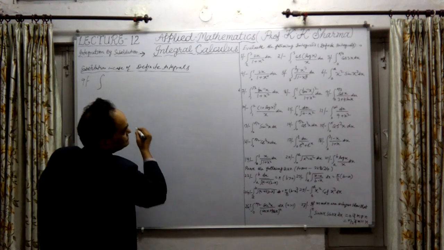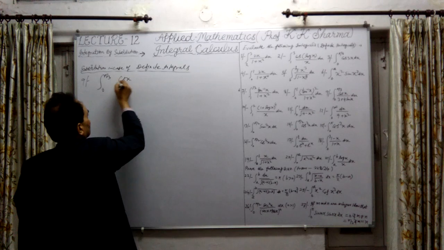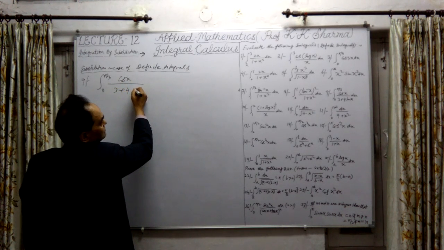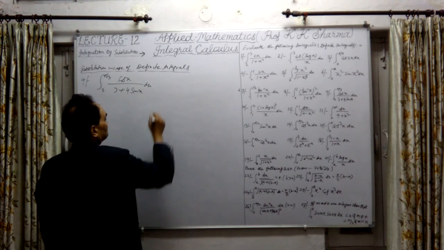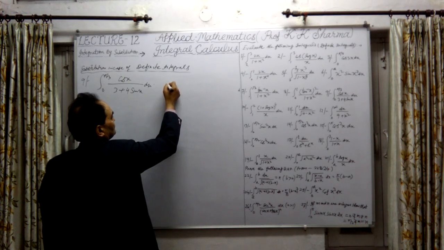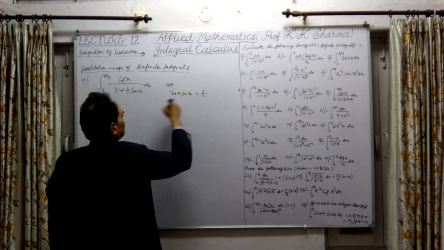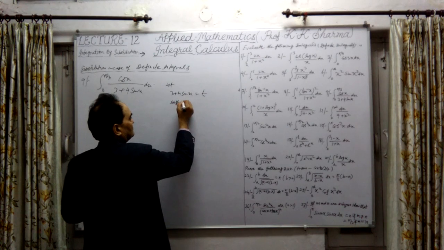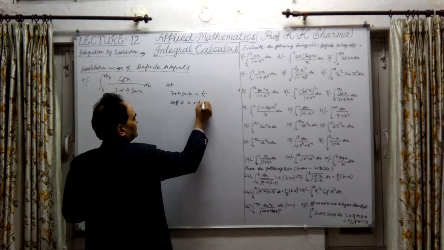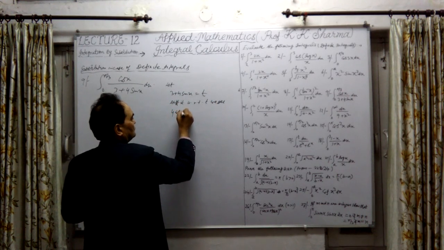Integration 0 to pi by 3, cos x divided by 3 plus 4 sin x into dx. Let us substitute. Let 3 plus 4 sin x equal to t. Complete value you have taken as t. Therefore, differentiating it with respect to x, we get 0 plus 4 into cos x, because this is differentiation, it will be positive. So 4 cos x dx equal to dt.